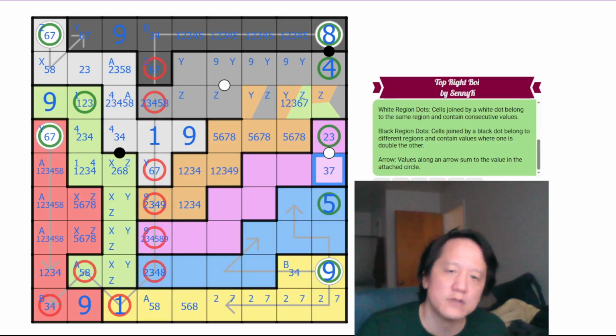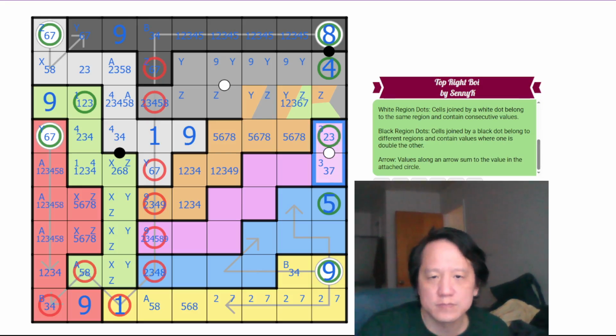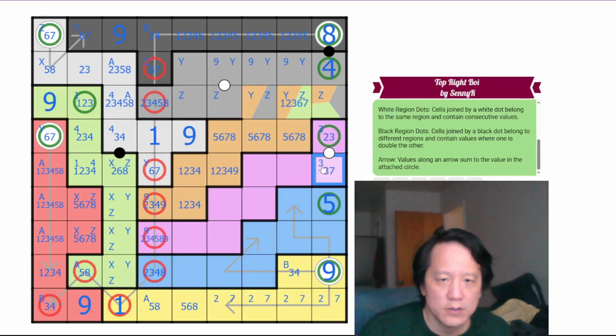Interesting. So we're guaranteed one of these is a 3, right? Because it's either 3 here, which would be consecutive with only 2 doubled, or it's 7 here, which is only consecutive with 3 doubled. So 3 is one of these two, which eliminates 3 in the rest of the pink region.